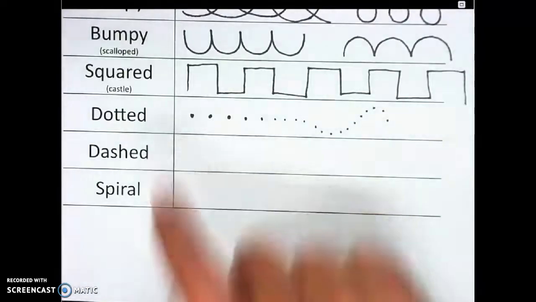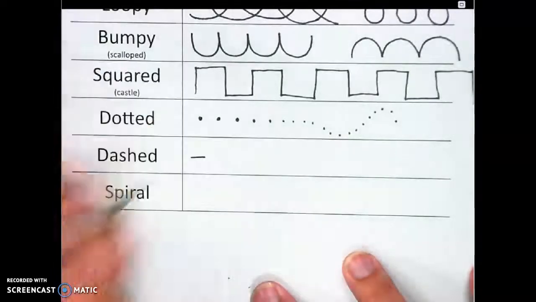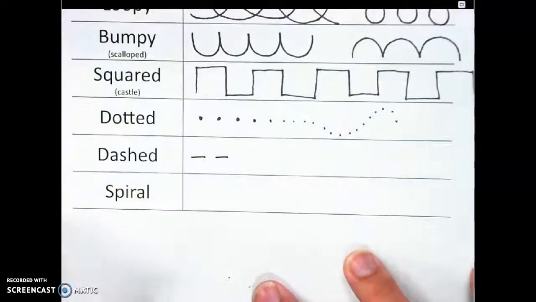The next one is dashed. This looks like the middle of a road with a little line and a break and a little line.